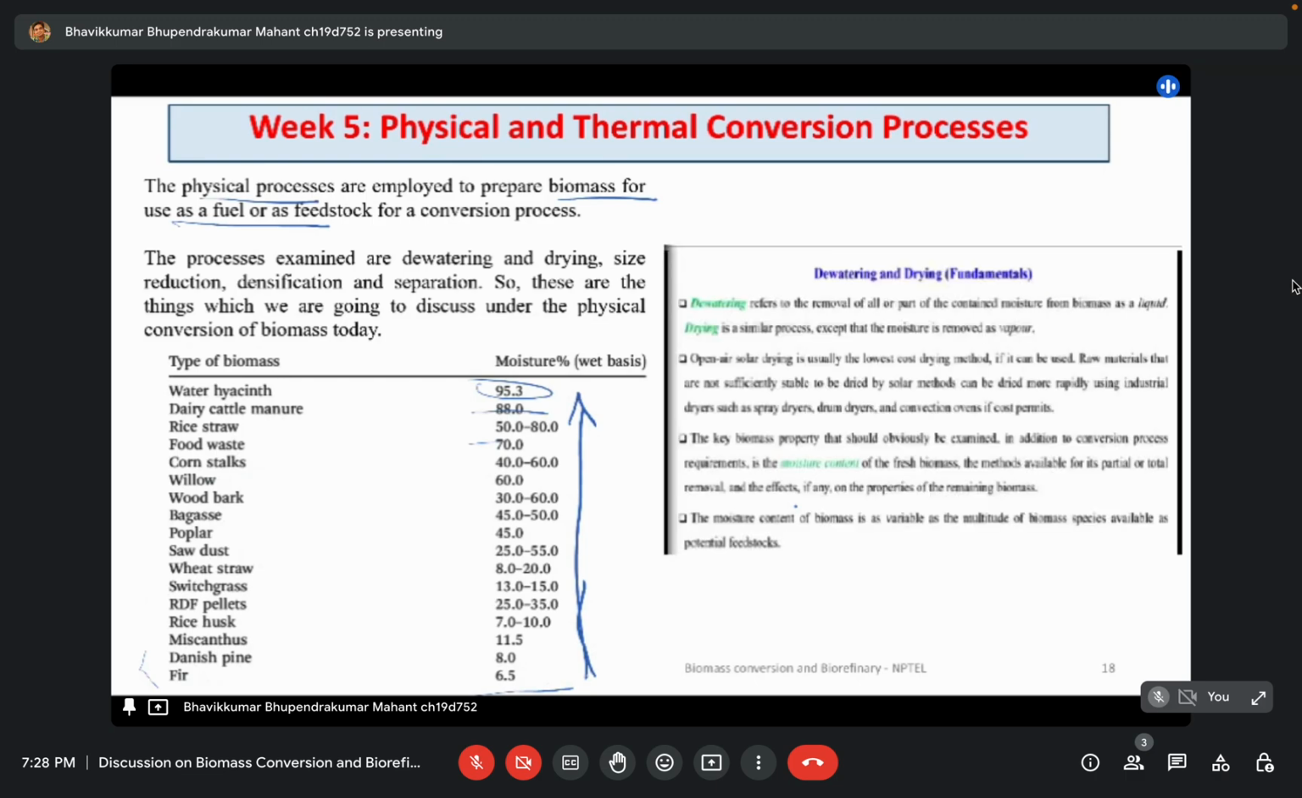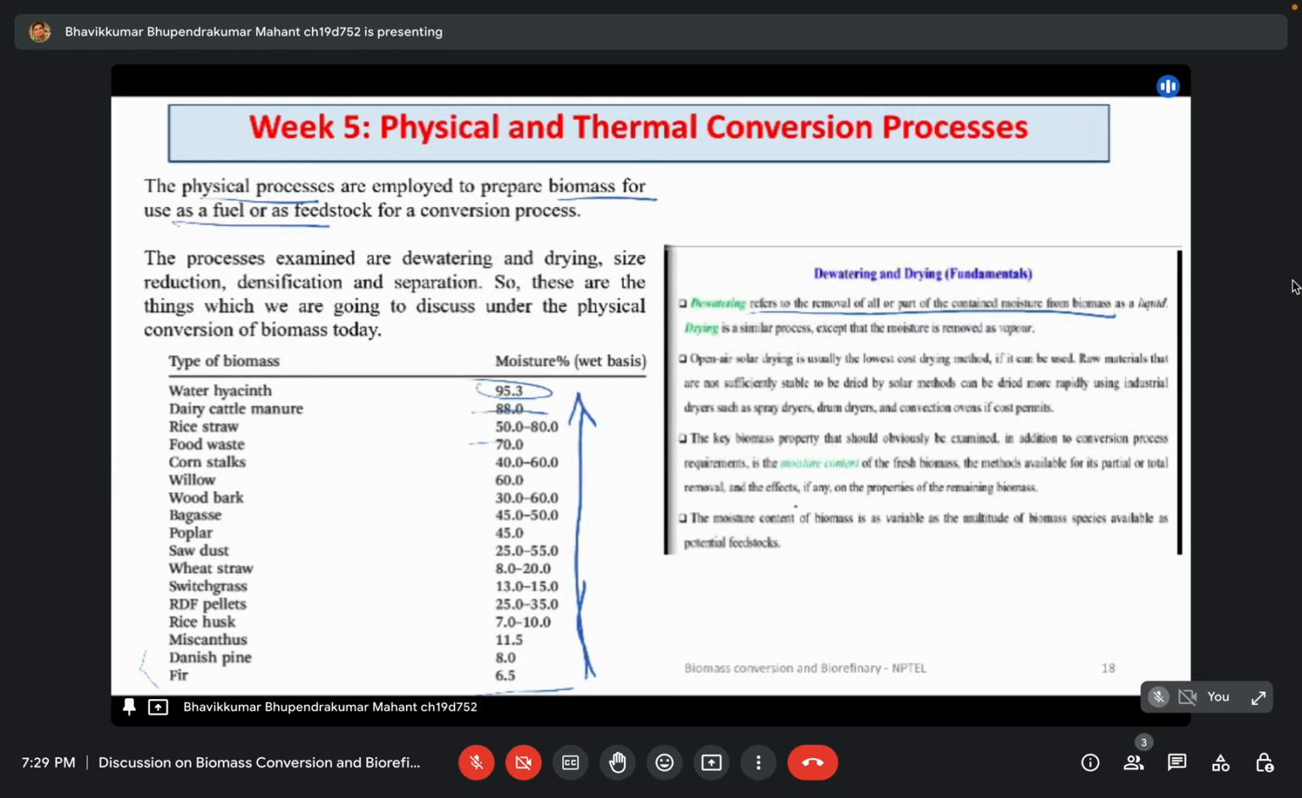So this is the dewatering and drying slide from the professor. Dewatering is the removal of all or part of the contained moisture from biomass. So in dewatering you will remove all kinds of moisture, whatever amount of moisture is present. And drying is where you remove the moisture in the form of vapor. So you are providing the heat and the moisture is converted into vapor and gets removed.